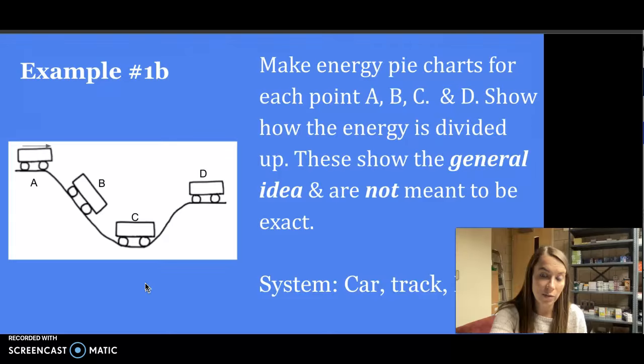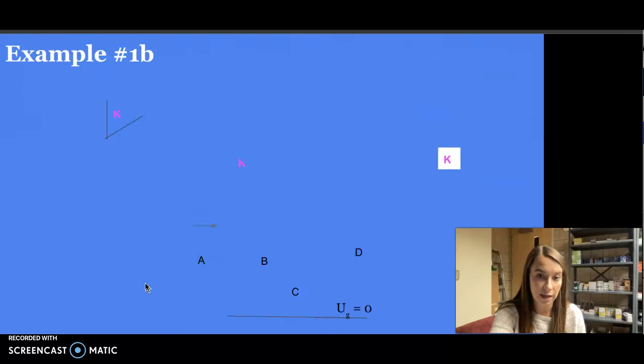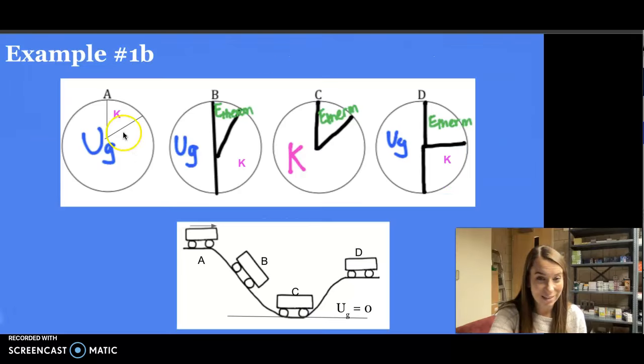How might they look now that we have thermal energy added? They would look like this. So the first one would look the same. Thermal energy, we always are going to start our first one saying there's none yet. No thermal energy in the first one.